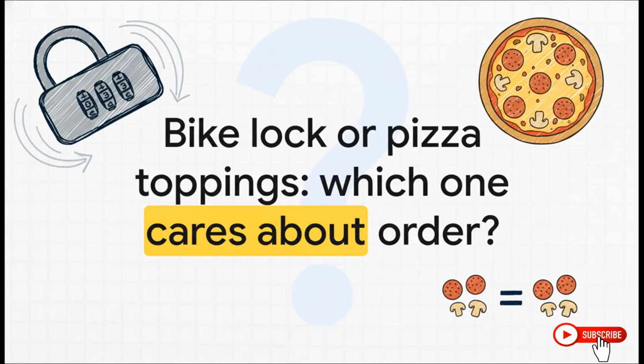So think about it for a sec. If your bike lock code is 123 and you try to open it with 321, no luck, right? The lock isn't going to open. But a pizza with pepperoni and mushrooms? That's the exact same pizza as one with mushrooms and pepperoni. That one simple difference, honestly, it's the key to everything we're about to talk about.